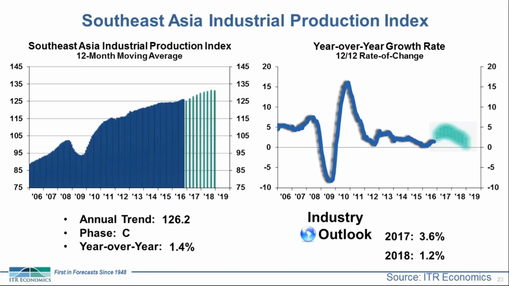Next, we have Southeast Asia, Industrial Production Index, currently up 1.4% year over year, and is in a phase C slower growth trend. However, you can see that that tick down on the 12-12 has been relatively recent and mild, and we expect to transition back in line with our expectations moving into the remainder of 2017. Expect general acceleration from this region throughout 2017, finishing the year up 3.6%, followed by slower growth through 2018.